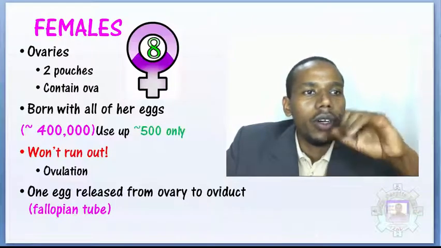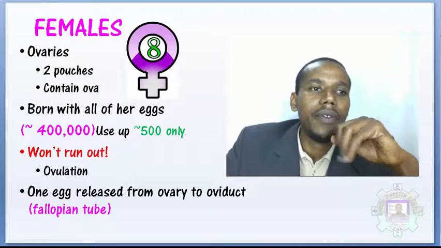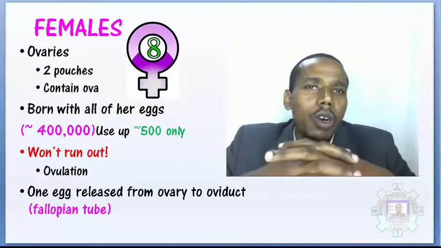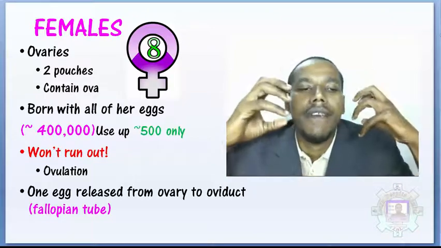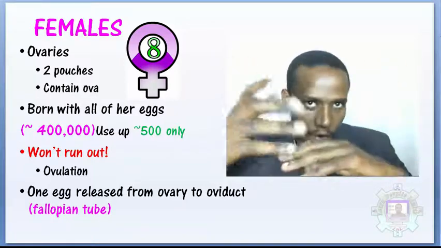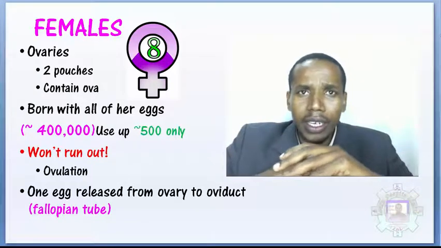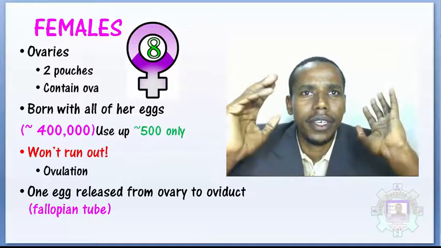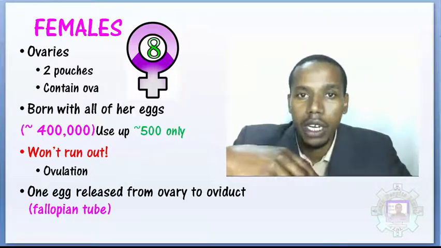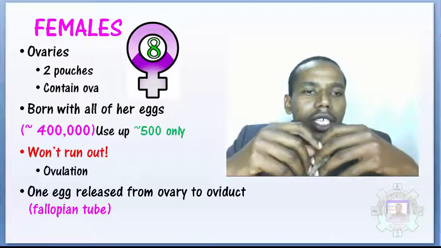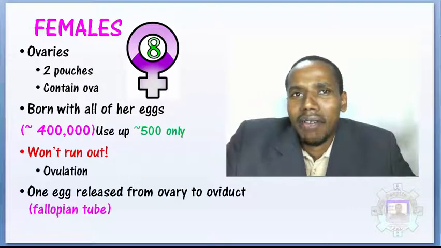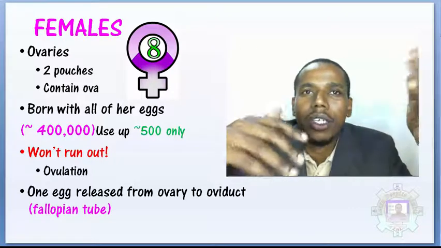Now, if we go on with the female reproductive system, we have the ovaries. These are usually two pouches which contain ova. A woman is usually born with at least 400,000 primary oocytes, which can be developed into an ovum or an egg. During her entire life, she usually starts ovulating from puberty and stops ovulating at menopause, which makes it more tricky, in the sense that she only uses roughly 500 eggs, but the rest will not be developed.